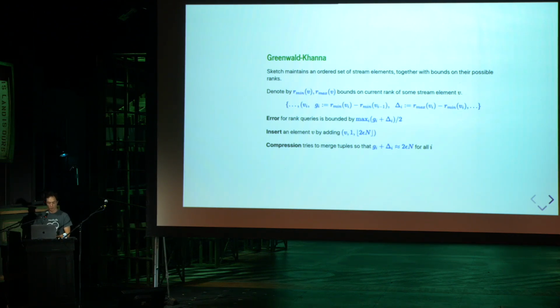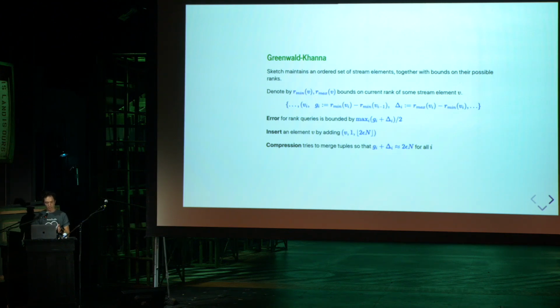You'd like to be able to insert things. So if you have a new element, you insert the triple (V, 1, floor of twice epsilon times the stream length). And so you'll get a bunch of elements, and then eventually you'll have too many things. So periodically you sweep over this collection and you try to merge triples in such a way that the sum of g and delta is basically twice epsilon, which is your error target, times the stream length, right?